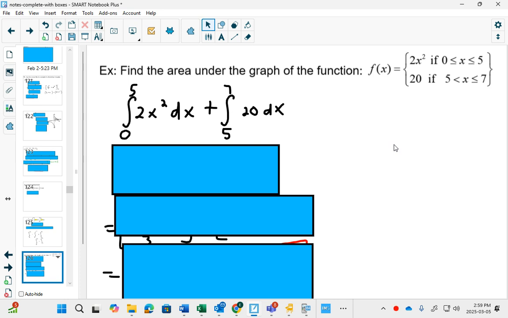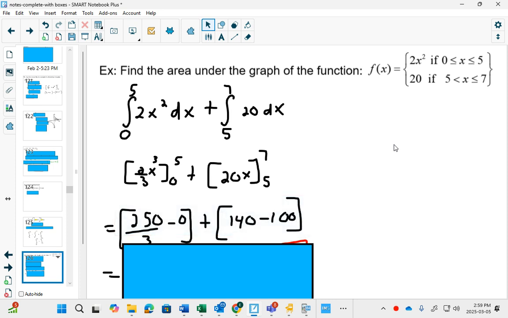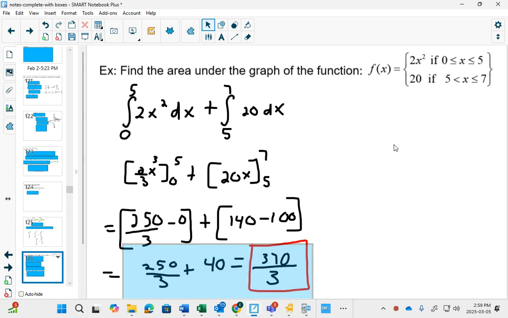So here we have a piecewise function. It's the 2x squared from 0 to 5, and it's just 20 from 5 to 7. Calculate each of those integrals separately. And again, you can just write the answer down probably pretty quickly.